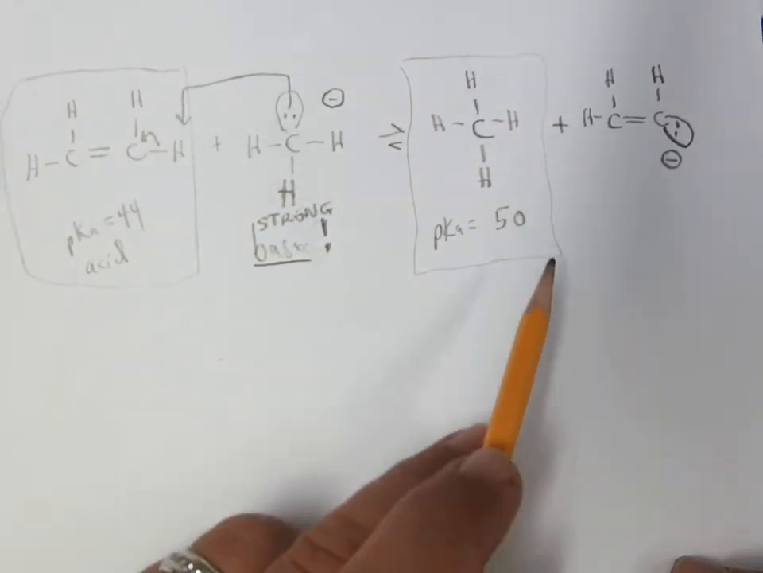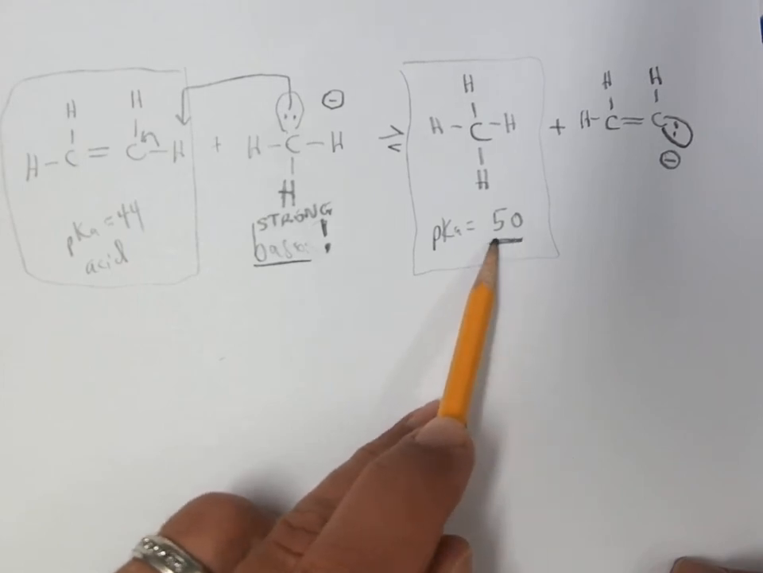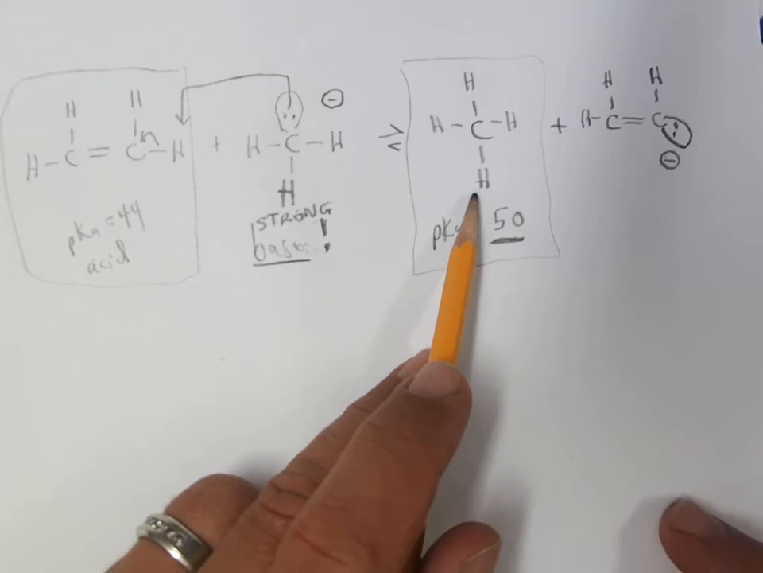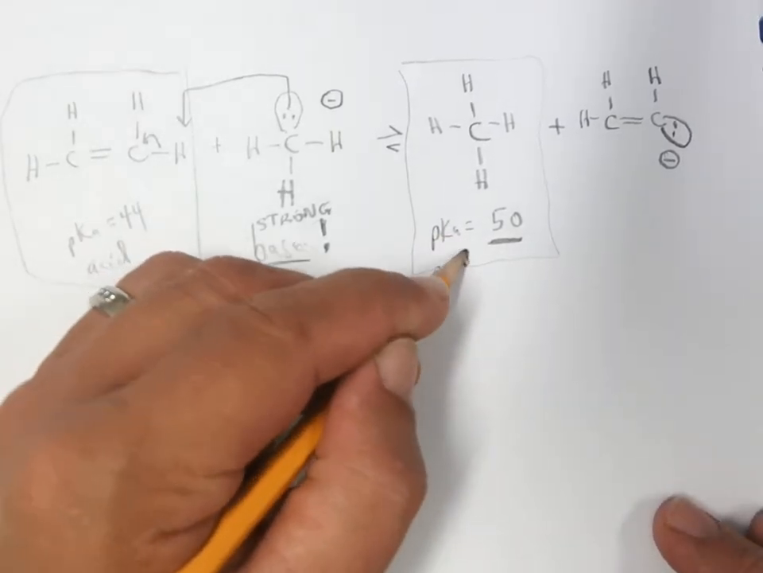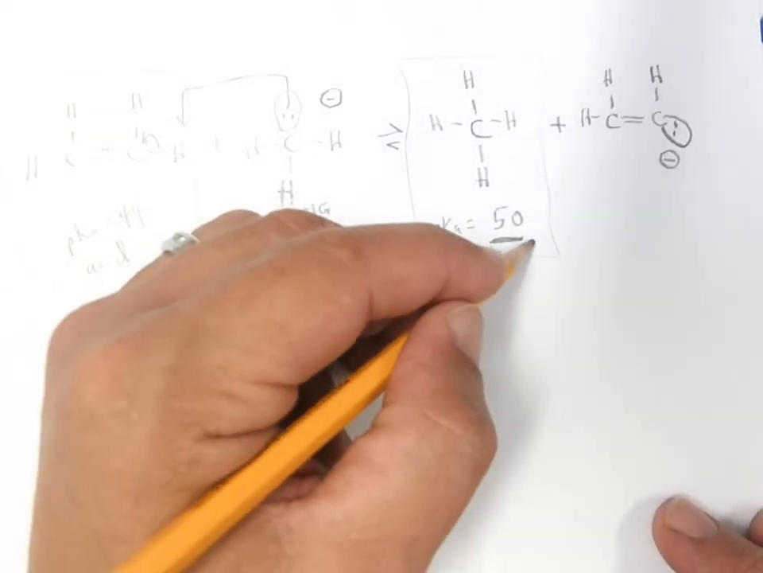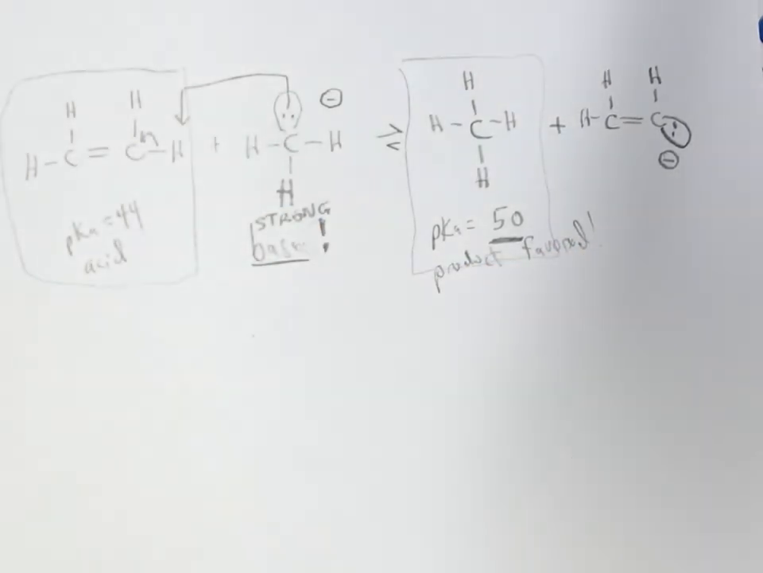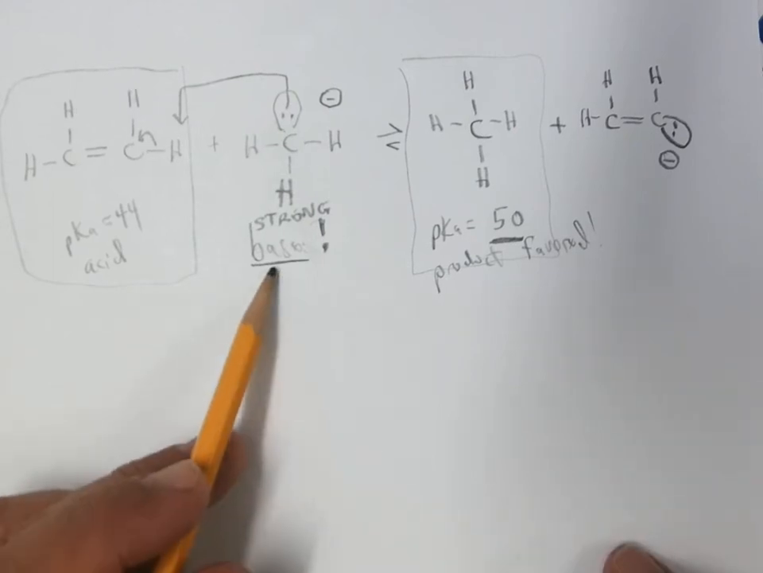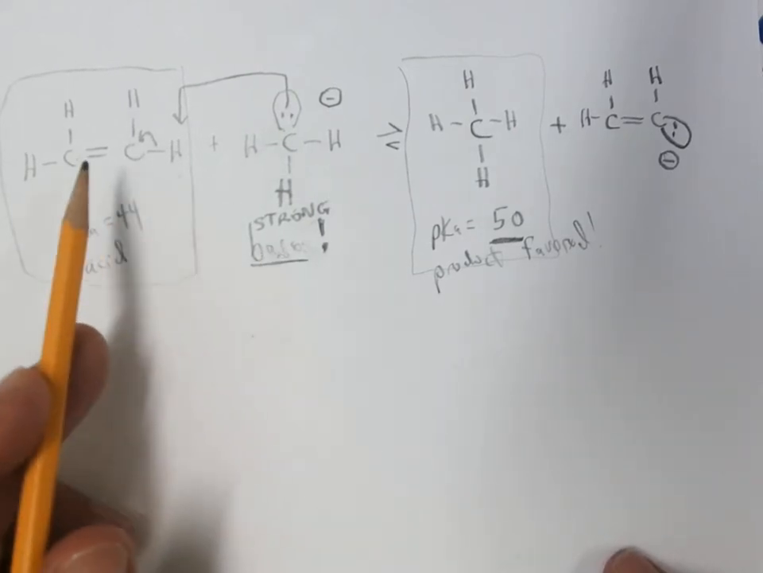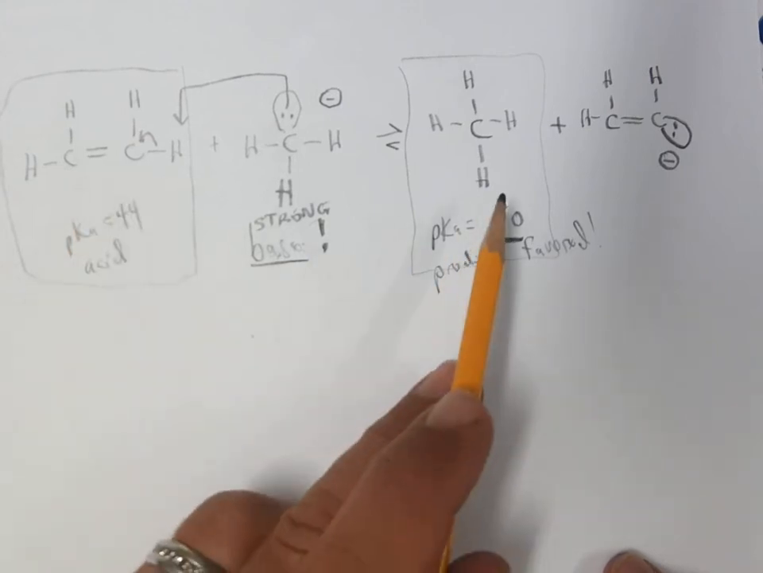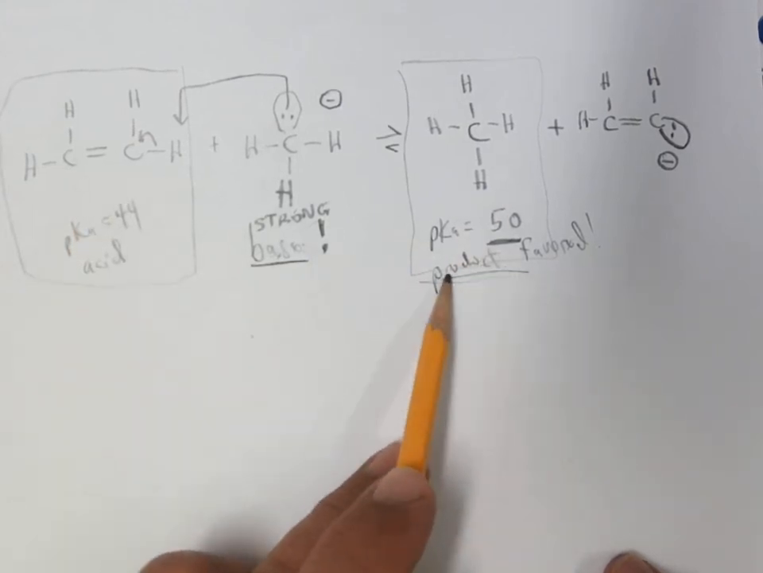And now we look and see that the product pK is higher, or the product is the weaker base, so this is product favored. You always favor the weaker base. And so this reaction will go. So this base is way strong enough to react with this potential acid to create the more stable methane.